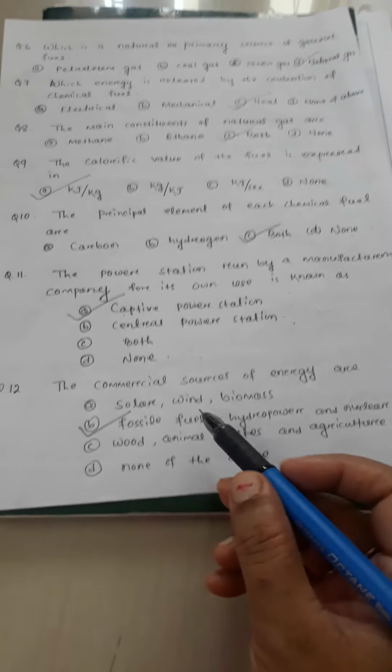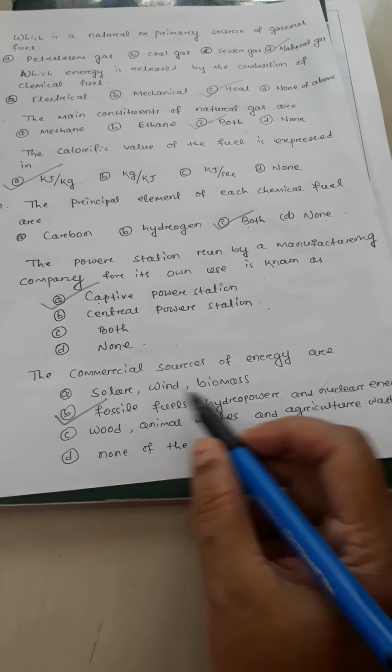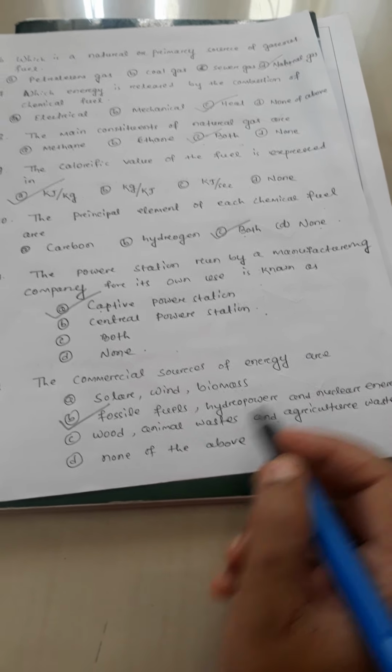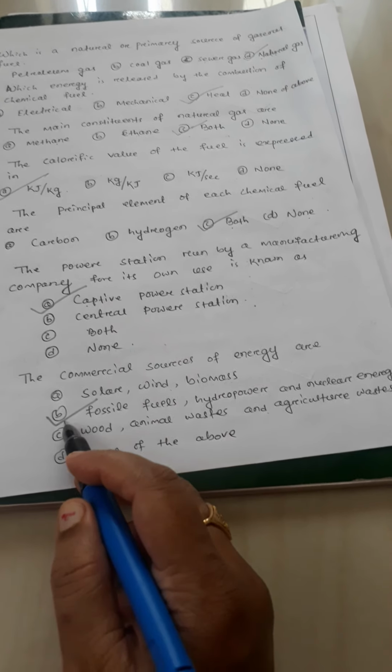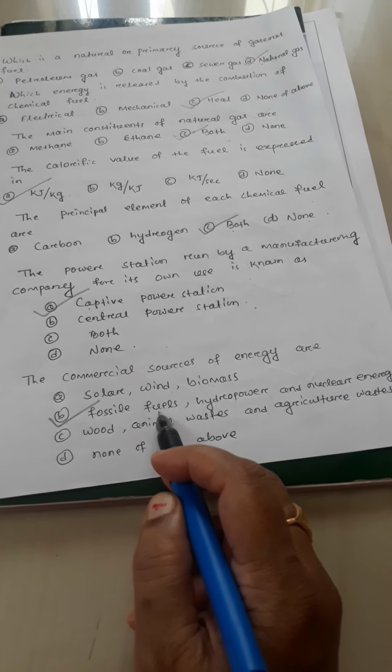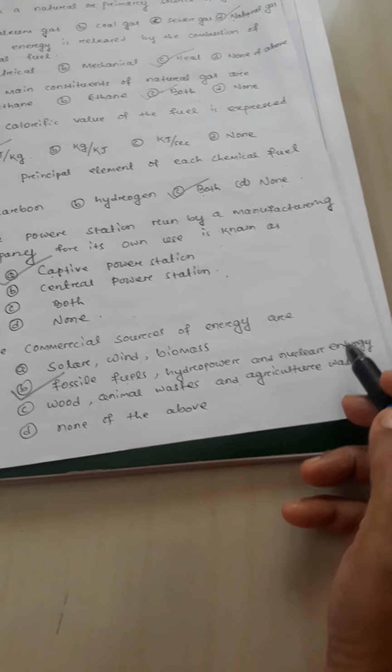Next one: which is the commercial source of energy? Solar and wind are the natural sources. The commercial sources are fossil fuel, hydropower, nuclear energy; these are commercial fuels.